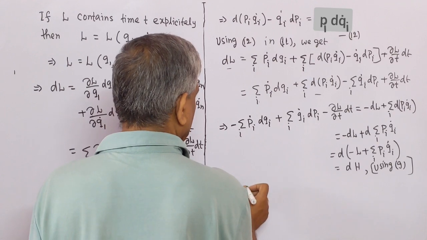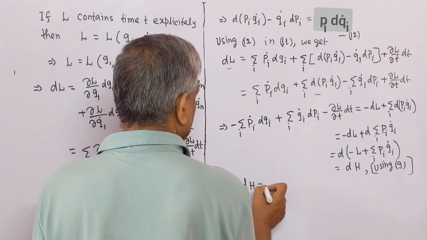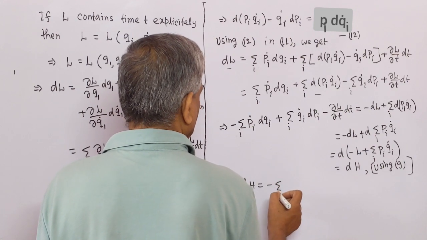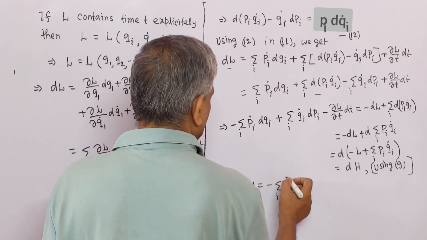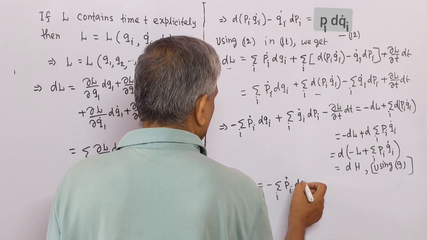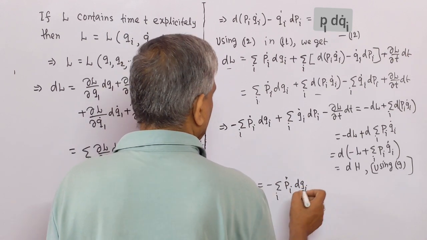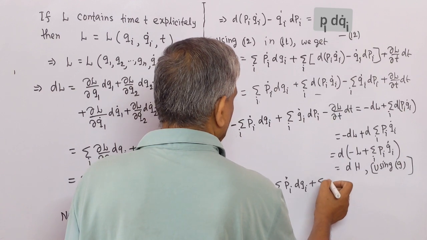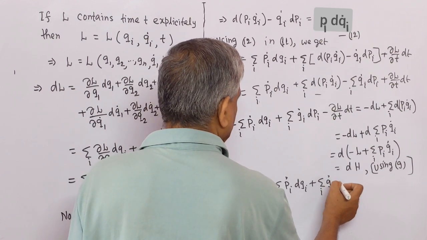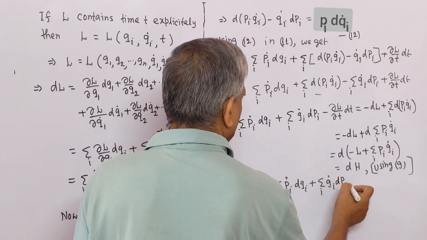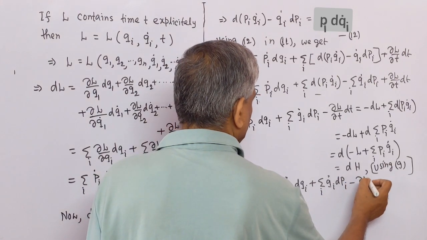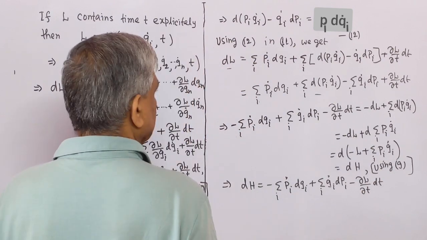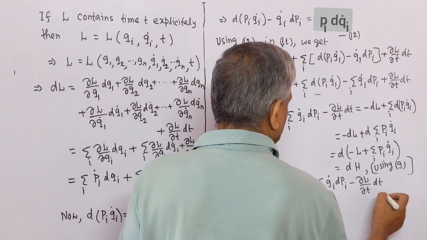implies that dh equal to minus sigma i pi dot dqi plus sigma i qi dot dpi minus partial derivative of L with respect to t dt. This is number 13.